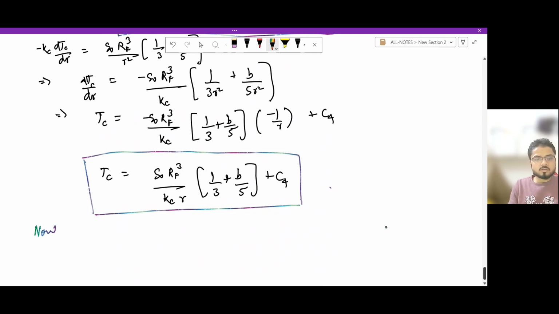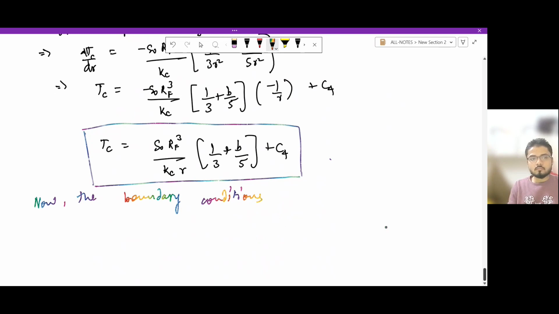Okay, so now we write the boundary conditions. One thing would be the interfacial continuity. So this side you have TF, this side you have TC. So TF should be equal to TC at R equals to RF, right?